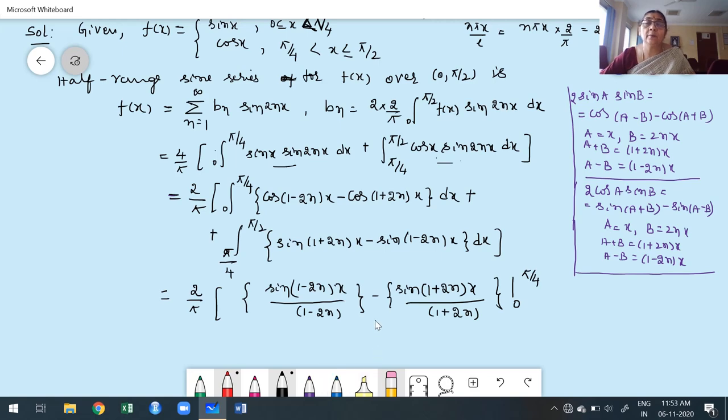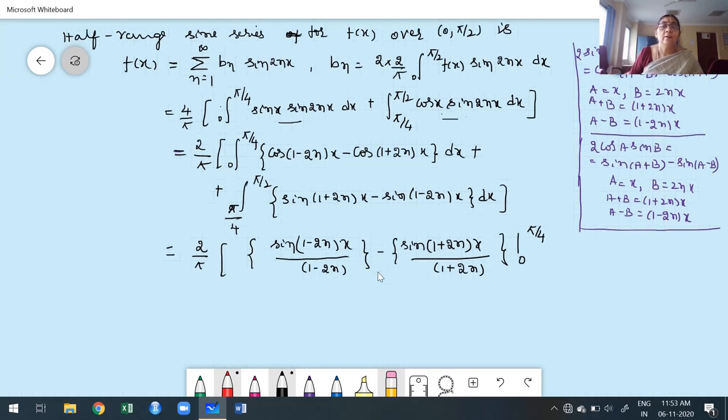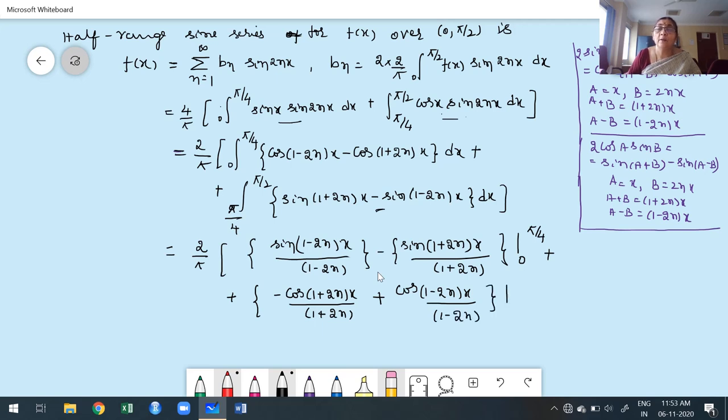In the next step, similarly I move to the second integral, plus. Now, what is the integration of sine? Minus cos of (1 plus 2n) into x divided by the coefficient of x, which is (1 plus 2n), minus, again I integrate sine. Integration of sine is minus cos, so we get minus, and we already have one minus sign here. Minus into minus gives plus cos of (1 minus 2n) into x divided by (1 minus 2n), the coefficient of x. What's the limit? Pi by 4 to pi by 2. Okay, fine. Close the bracket.